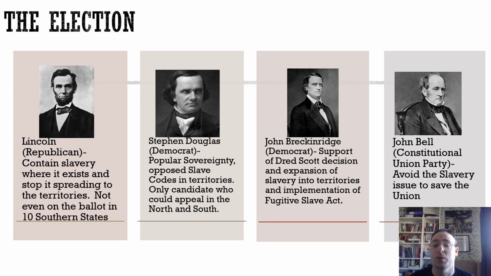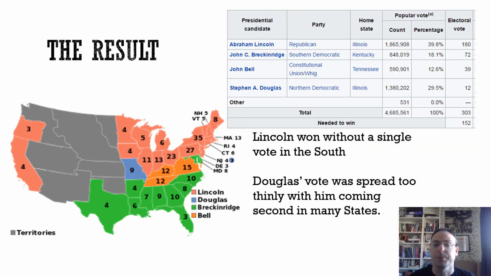He doesn't want it all to fall apart. Unfortunately, as we know, John Bell doesn't get his wish. So the results come in. If we look at it in terms of the colours on the map, then you can see Lincoln wins the north, Breckinridge wins the south, Bell wins some of the bits in terms of the border states, and Douglas wins not very much at all.